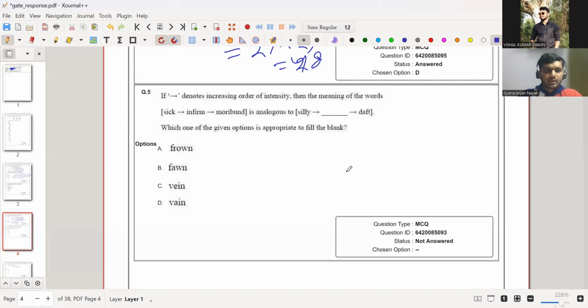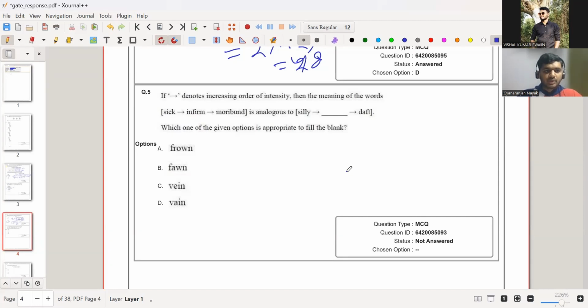So number 5, it is the problem of verbal. Okay, so if the note denotes increasing order of intensity, then the meaning of the word, that is sick, implies infirm, implies moribund, is analogous to silly, implies dash, implies daft. Which one of the following options is appropriate to fill the blank? So it is English.